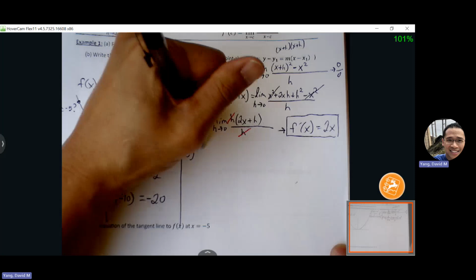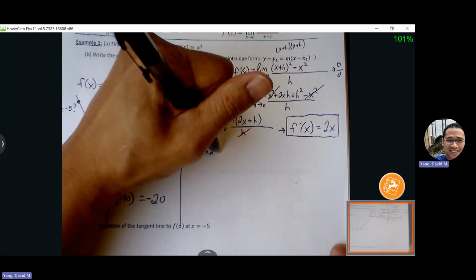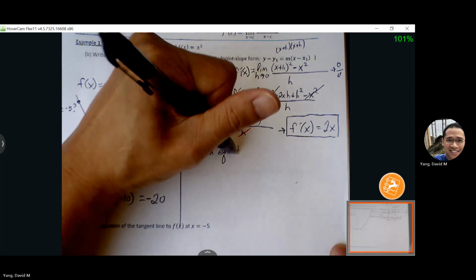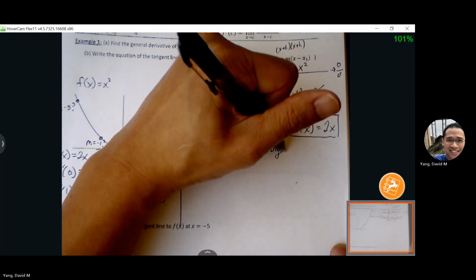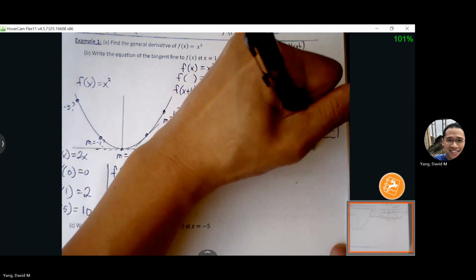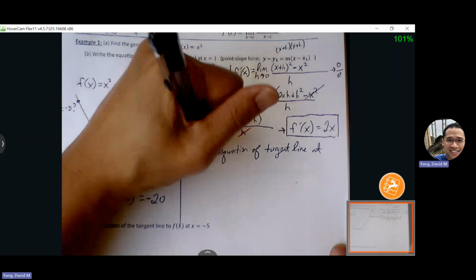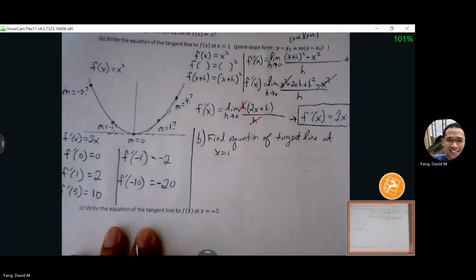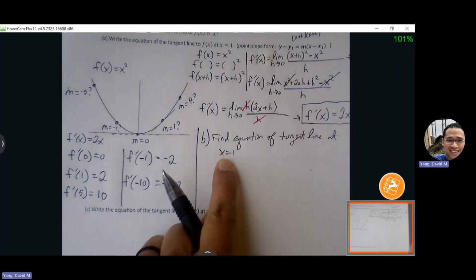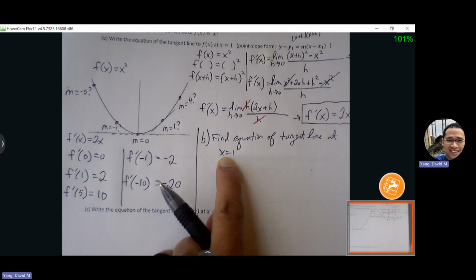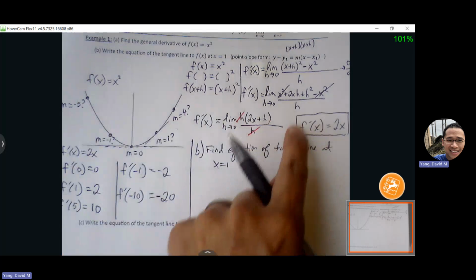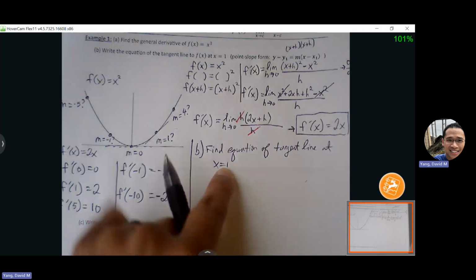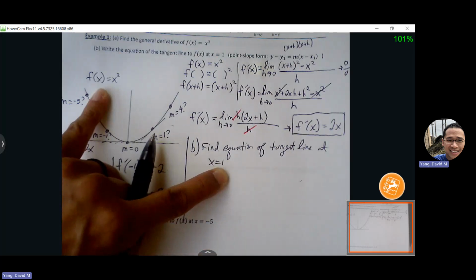So for part B, we're going to find the equation of the tangent line at x equals 1. So I need to find an ordered pair and I need to find a slope. How can I find the ordered pair? I'm going to plug 1 into what? Function or derivative, if I want to find the ordered pair? Function. The function gives you location, right?